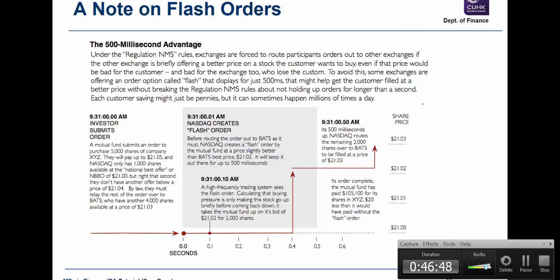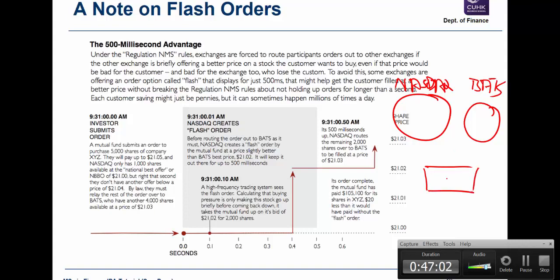So the two exchanges are NASDAQ and BATS. This is another exchange. So what happens is there's a stockbroker, there's a client, and the client actually wants to buy 5,000 shares. And they are happy to pay $21.05 or better. That's the instruction they gave to the broker: I want to buy 5,000 shares of a certain company, I pay this price or better.